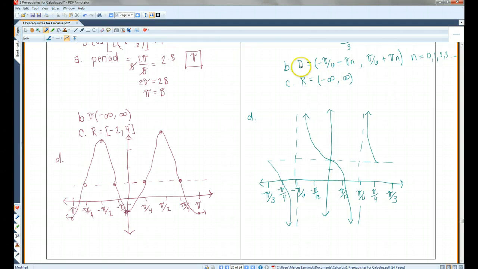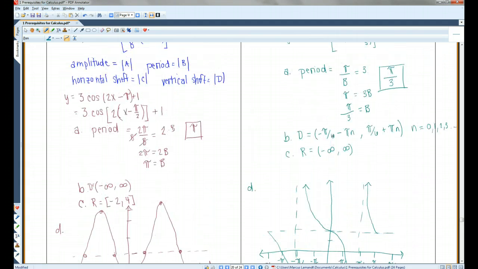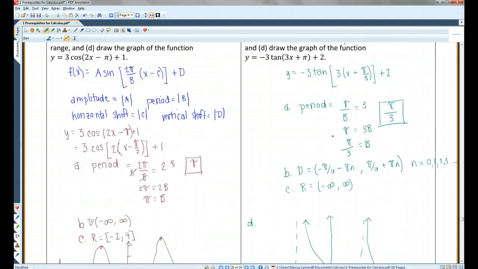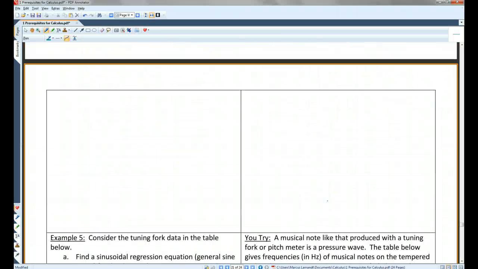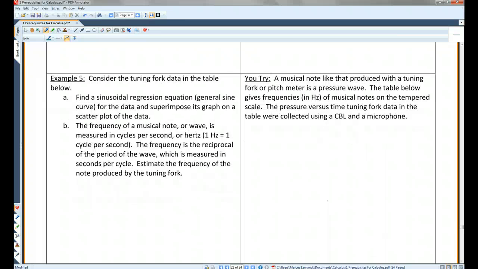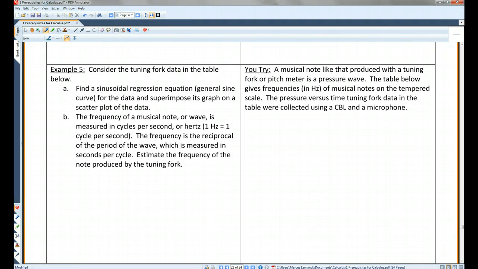So sorry, scratch that. My domain and range were way off. Here's my domain and range. Okay? I apologize if you wrote down the other one. Just go ahead and cross that out. Alright. Oh, look at all that other space. I guess I could have taken up more space.